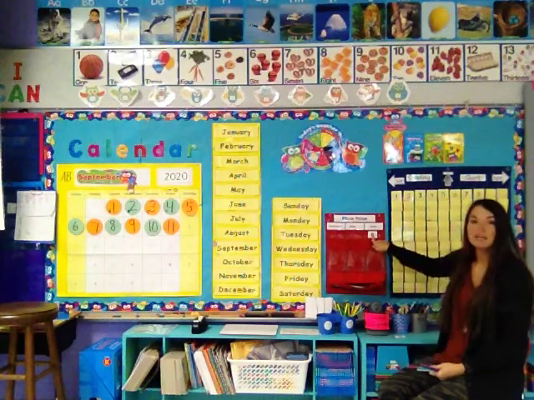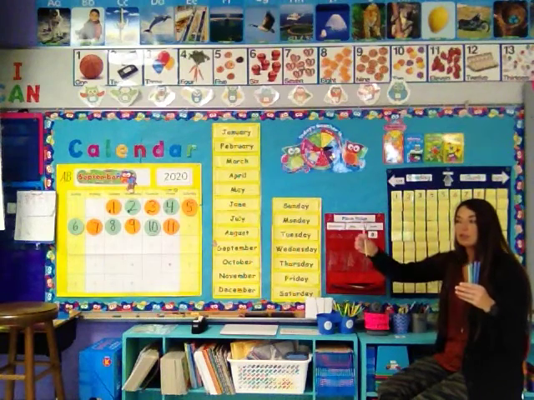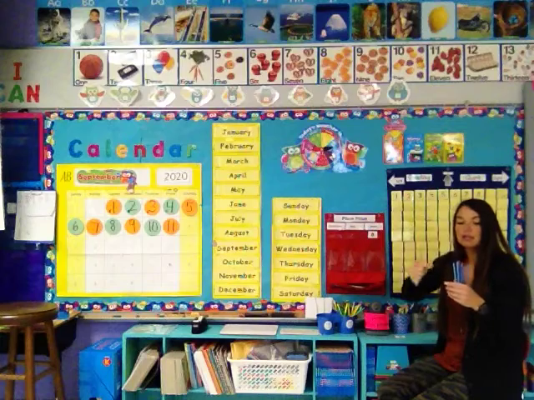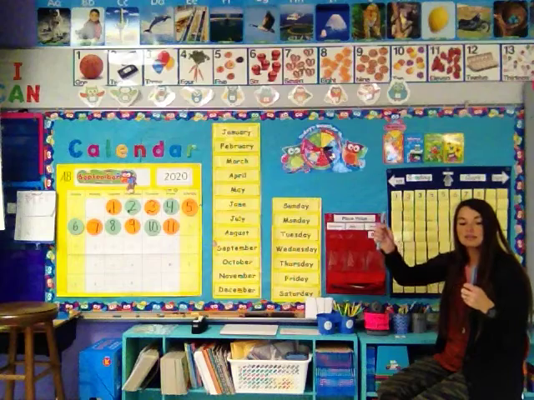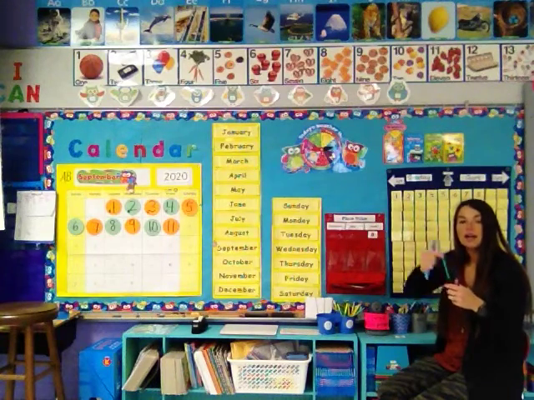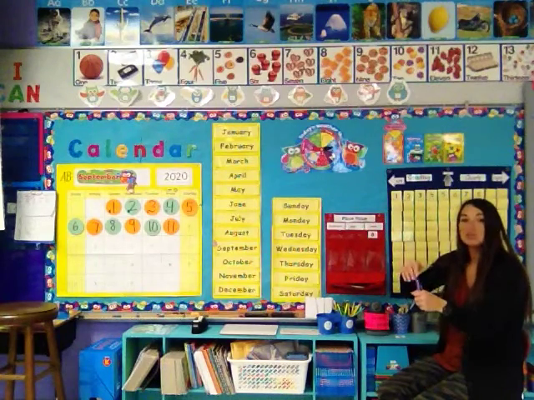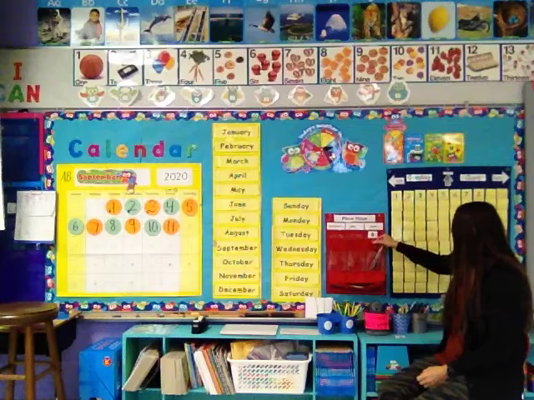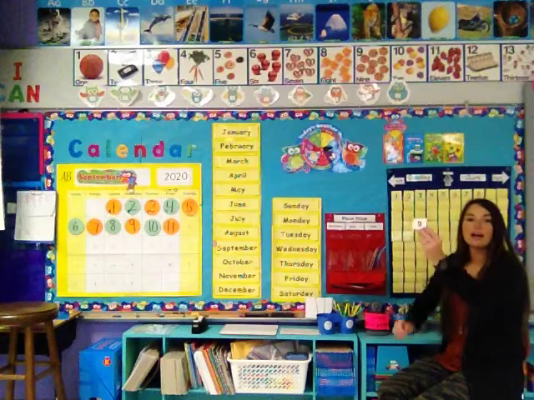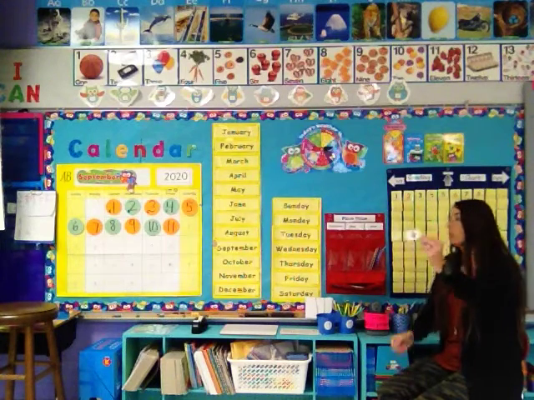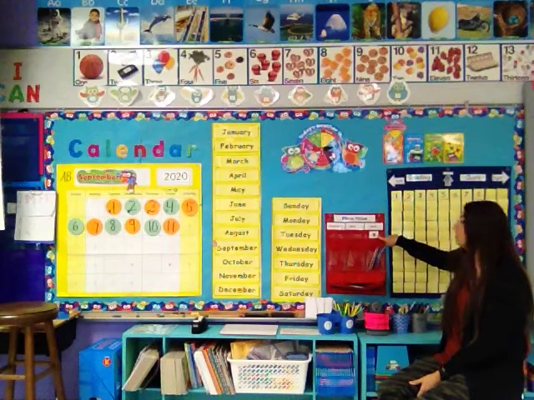So remember, we had 8 yesterday. So now we're going to count these straws. Ready? We have 1, 2, 3, 4, 5, 6, 7, 8, 9. So now we have 9 straws. 9 is 1 more than 8. So we're going to take the number 8 card away, and we're putting the number 9 in. Here is a 9. We're putting it in the ones place. So now today is day number 9 of school.